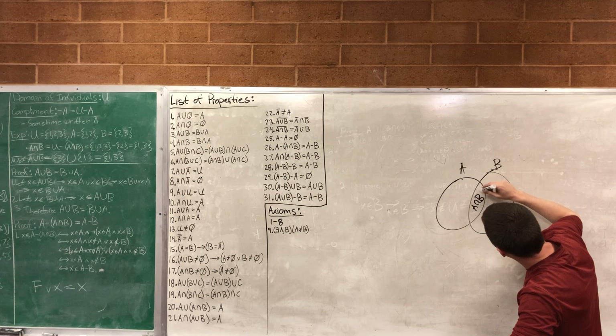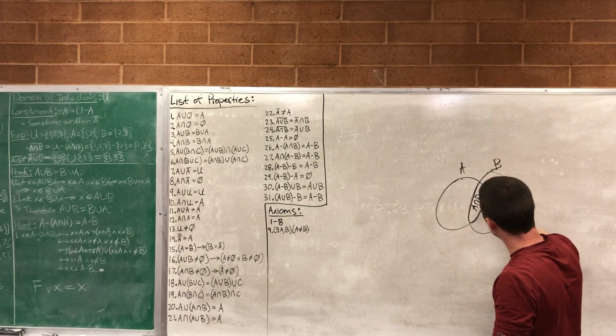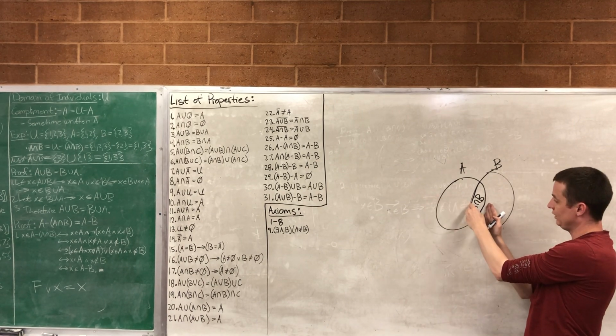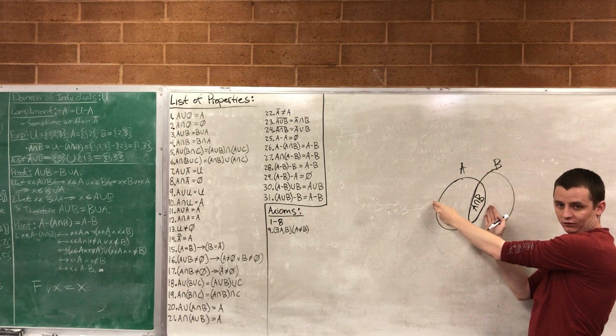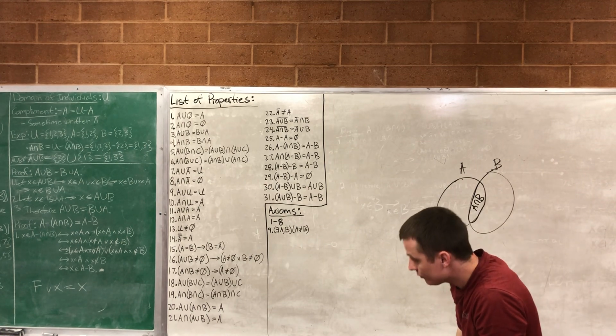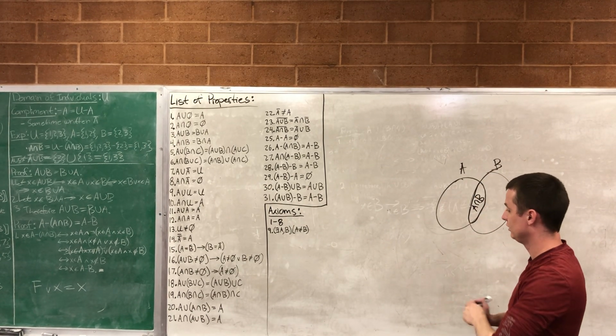So this middle part right here is the intersection, right? This part is A intersect B. So A union A intersect B is still just A. Perfect. Does that one make good sense, or do we need proof? That's great. Next one, A intersect A union B is just A.